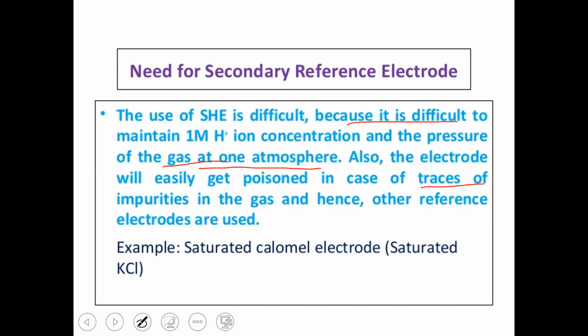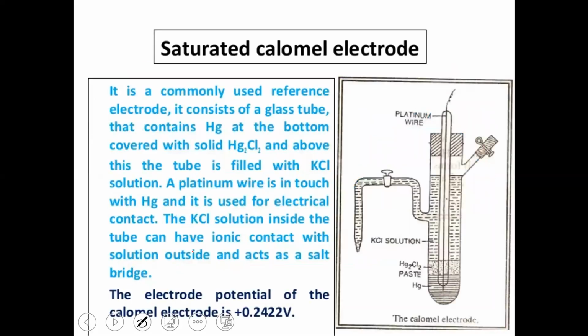Hence we need other reference electrodes to overcome these drawbacks. There is another reference electrode, known as the saturated calomel electrode, or saturated potassium chloride electrode. So let's see the construction of the calomel electrode.